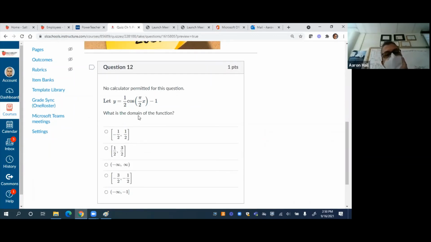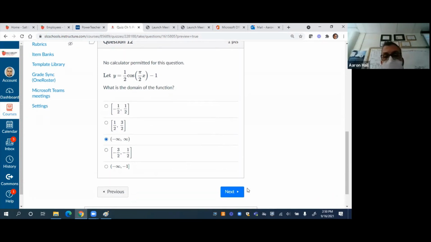The domain is the set of all what? X's. What X values show up for cosine? Yeah, all of them. Every real number shows up for cosine, because remember, it's periodic. It just goes up and down, up and down, up and down forever and ever. So this is going to be from negative infinity to infinity. That's my domain, the set of all X values.